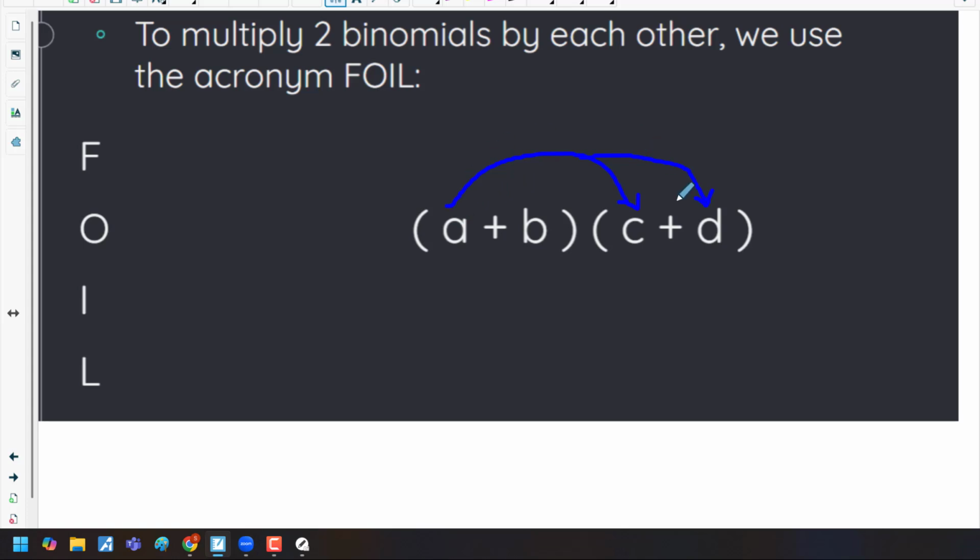So you take A and you multiply it by C. Then you take A again and you multiply it by D. And if there was a third letter in here, you would also multiply A by that letter. But in this case, we're just dealing with two letters per bracket. Once you've multiplied every single thing within that second bracket by A, you now start with B and you do the same thing. So now you do B times C plus B times D. And obviously, if there was a third letter, you would also do that one. In this case, there's only two.